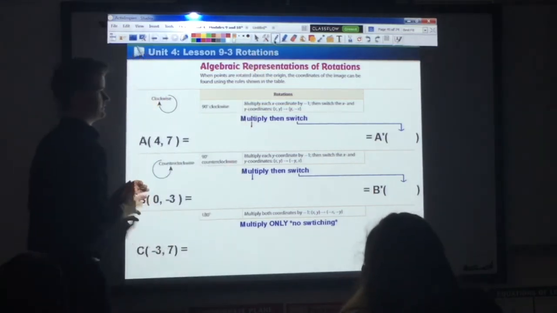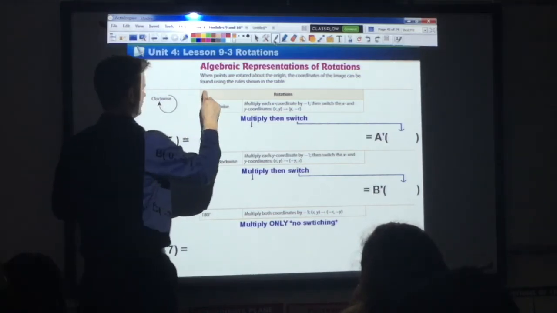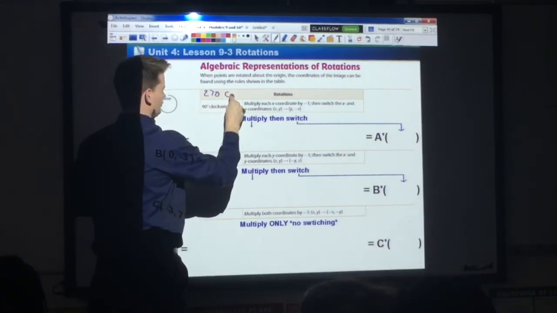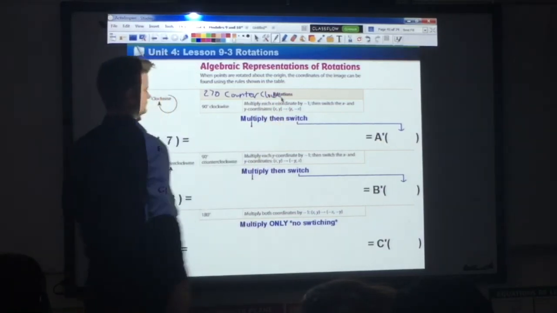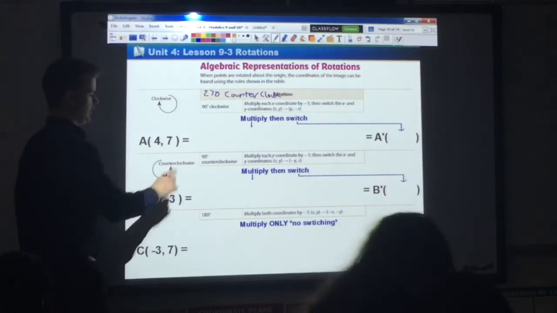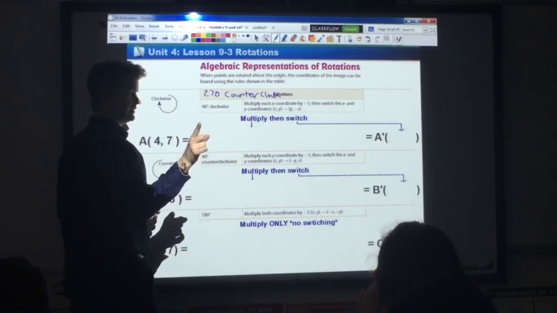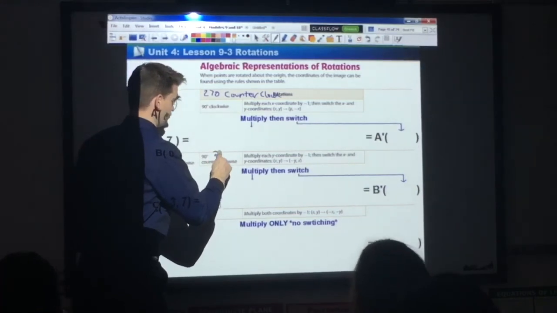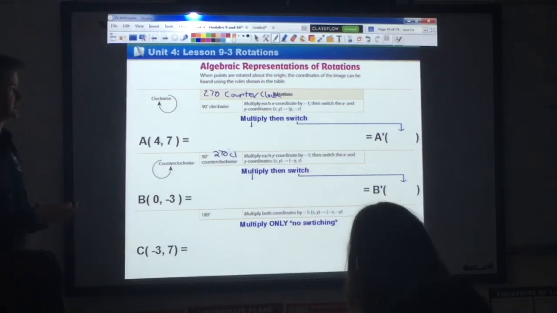Now, I want you guys to write this in. 90 degrees clockwise is also the same as 270 counterclockwise. You can write in counter clock, or you write CC. That works as well. Now, 90 degrees counterclockwise is the same as 270 clockwise. So you can just write 270 CL clockwise, whatever works for you. Same thing. But let's look at the coordinate notation here specifically.